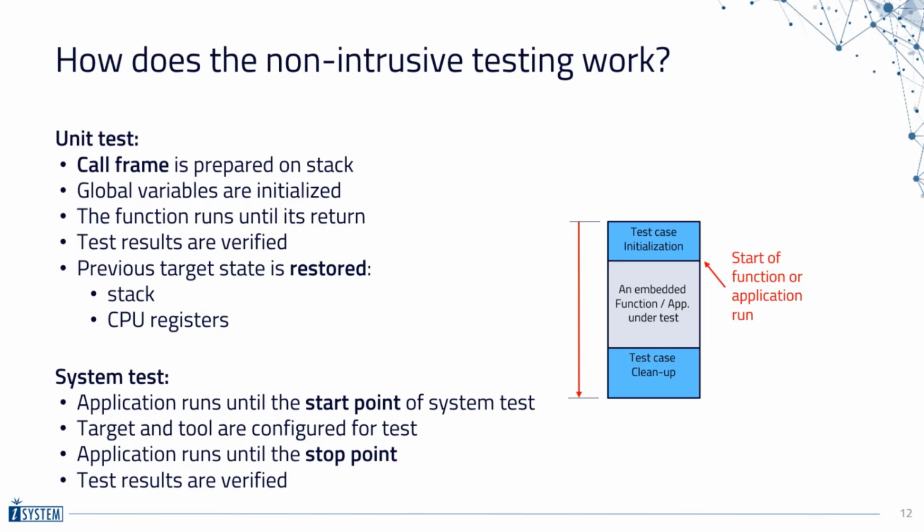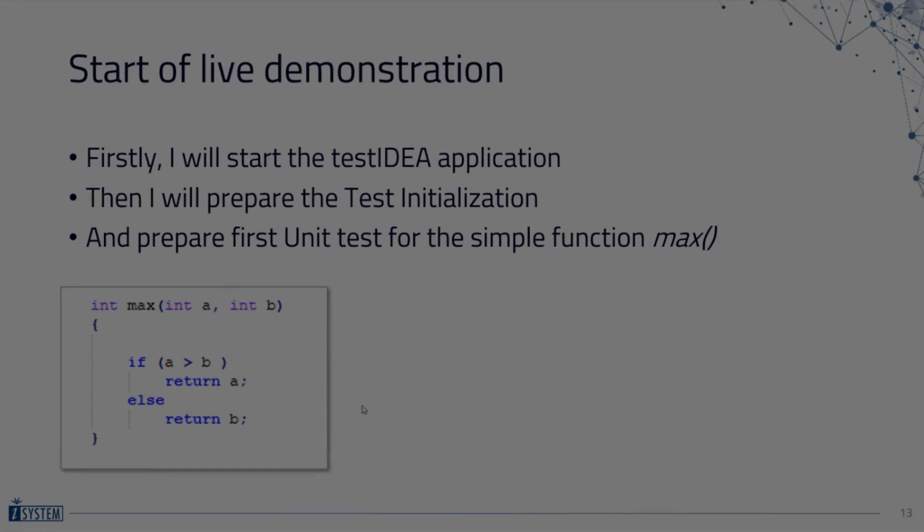The system tests start at a certain user-defined start point of an application execution, when the test vector values are initialized. The system test executes the embedded application until the stop point. Then, at the stop point, the test results are verified.